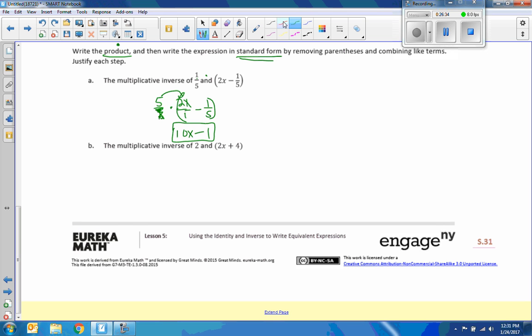The multiplicative inverse of 2. So I'm going to take the multiplicative inverse of 2, which is 1/2. There's my "and." That's where my multiplication symbol goes. 2x plus 4. So I'm going to distribute. 1/2 times 2 is 1x. 1/2 times 4, positive times a positive is positive. 1/2 of 4 is 2, and we don't need the 1 in front, so it's simply x plus 2. They are not like terms, so that is in standard form.